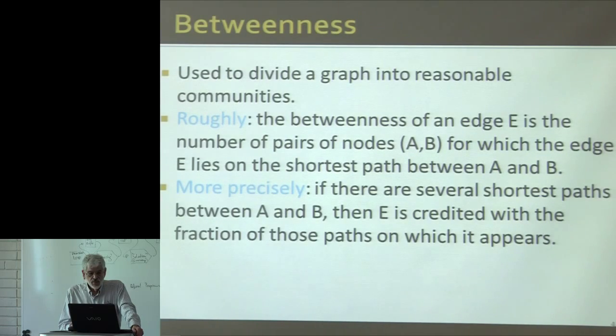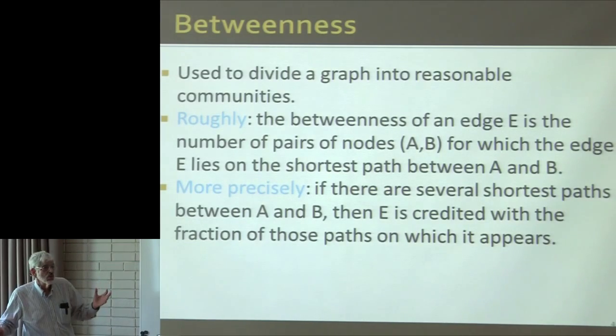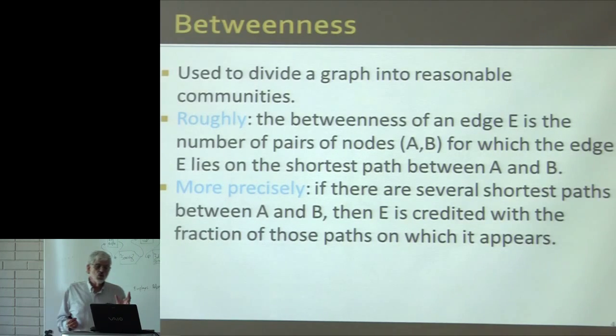Well, I need to be a little bit more precise because there might not be just one shortest path between two nodes A and B. There could be any number of them, and the edge E might be on some but not all. So we're going to credit E with the fraction of the shortest paths from A to B that do go through the edge E. And then, of course, we're going to add up this fraction for all pairs of nodes A and B, and that becomes the betweenness of E.